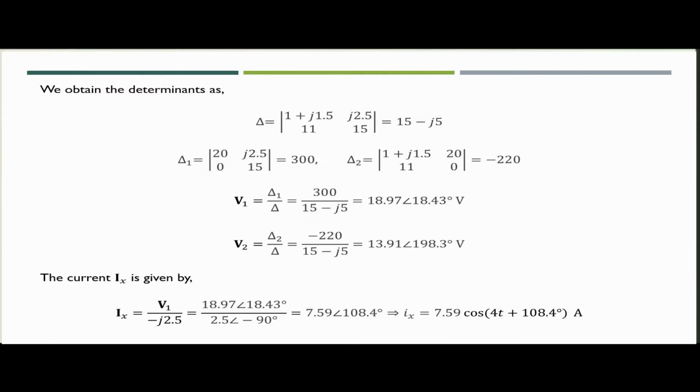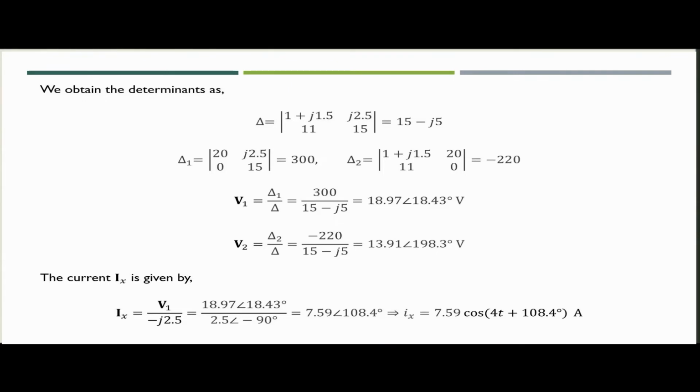For V2, we get 1 plus j 1.5, then here you will get 20, 11 and 0. So, you get delta 2, that is determinant corresponding to voltage V2, you get the value of that determinant as minus 220. Now, the value of V1 you can simply write as delta 1 by delta. So, the value of delta which we calculated. So, V1 value you will get as 18.97 angle 18.43 degree. So, the quantity will be in volt.